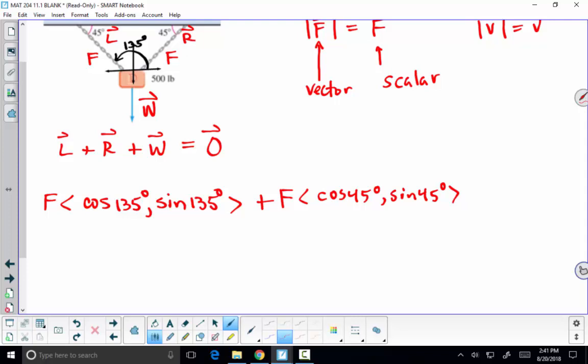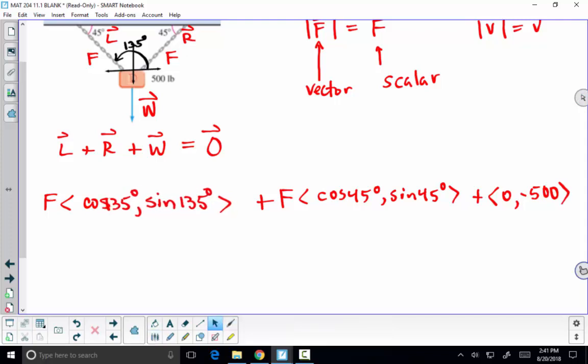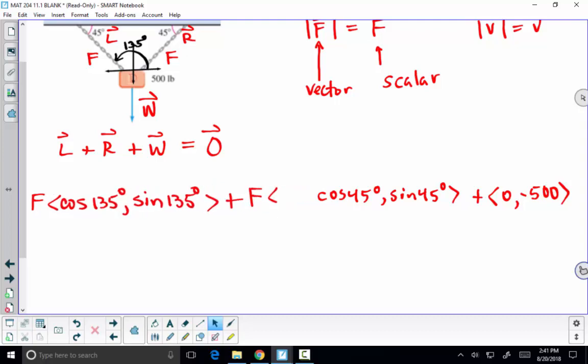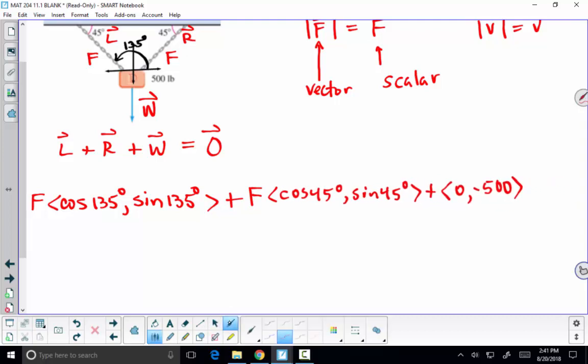Plus W running out of space. That all equals 0. And again, the 0 that we're talking about is the 0 vector, not the 0 scalar. There is a difference. So this will equal the 0 vector, which is a pair of 0 scalars.